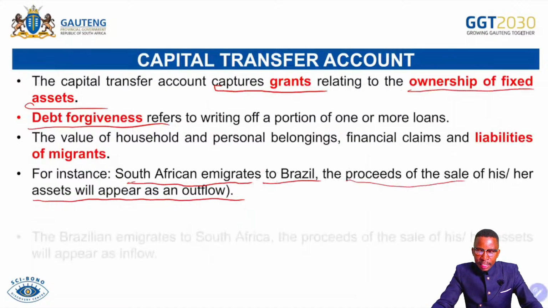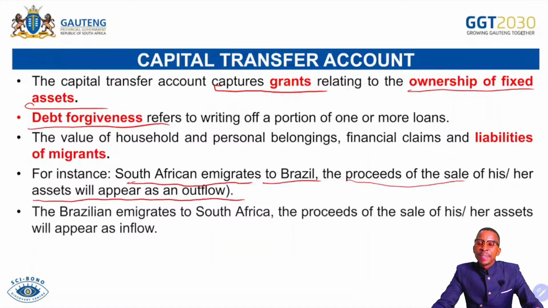Remember, as the money goes out, it will be subtracted and be called what we call an asset, because any future gain of that capital will be enjoyed in South Africa. As the money comes in as part of capital transfer, it will be added in South Africa and be called a liability, because any future benefit or gain will be enjoyed back in Brazil. So for the Brazilian immigrant to South Africa, the proceeds of the sale of his or her own assets will appear as an inflow, so they will be added.